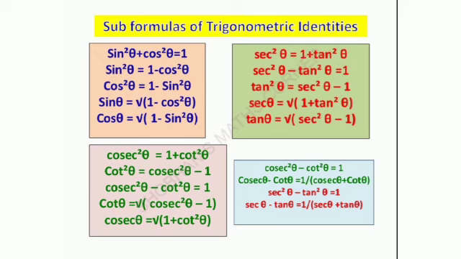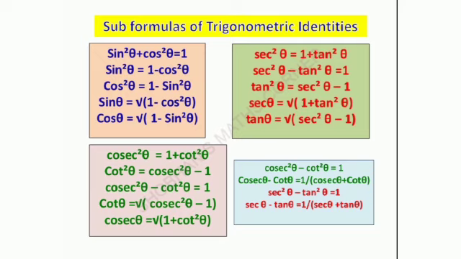Now if you come to secant square theta is equal to 1 plus tan square theta, in the same way, secant square minus tan square is equal to 1 by shifting tan to the left side, and tan square is equal to secant square minus 1. Now if you take the square root, secant theta is equal to root of 1 plus tan square theta, and tan theta is equal to root of secant square theta minus 1.